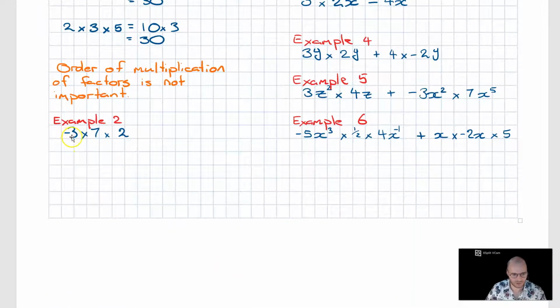We have minus 3 times 7 times 2. So what we're dealing with here is a negative number. Now, if we recall, whenever we have a negative number and multiply it with a positive number, we're always going to get a negative number. So 3 times 7, that's 21. And the 3 was negative, so we put the negative in front of the 21, and then we go times 2. Then evaluating once again, we get negative 42.